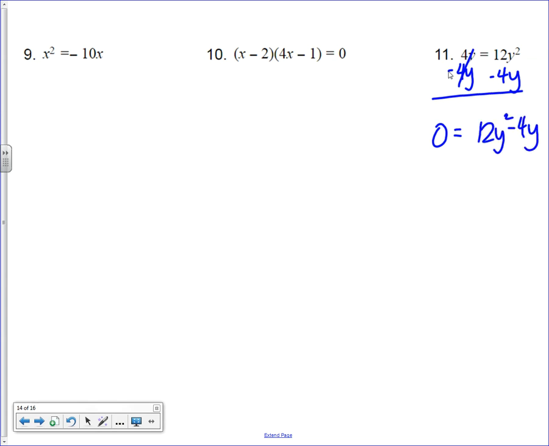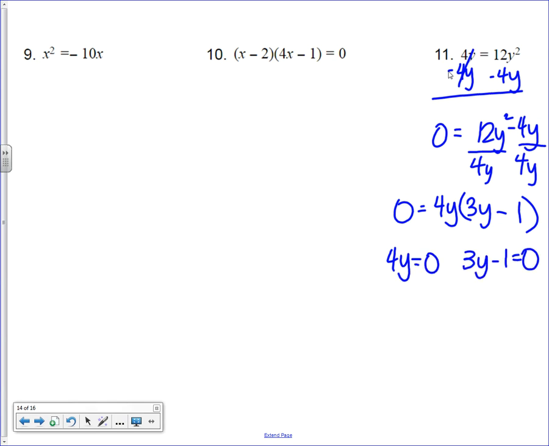Is that okay? Now, what can I take out of both of them? Anything else besides the 4? Y. So the 4y is going to go out front. What's left, ma'am? Good. Notice we've got to have that minus 1. So now we're going to set these equal to 0.